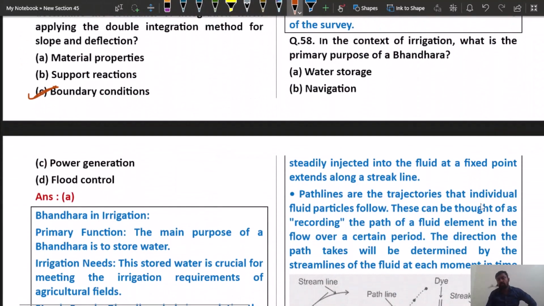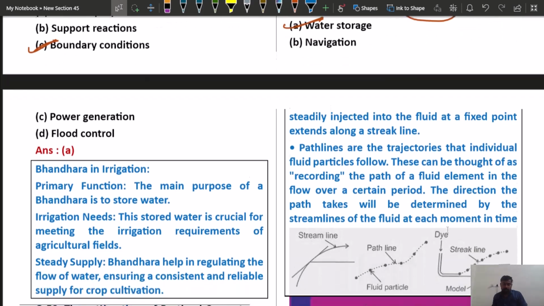In the context of irrigation, what is the primary purpose of a bund? So in the context of irrigation, the purpose of a bund is water storage, to store the water. So correct option will be water storage. Now proceeding on next question.